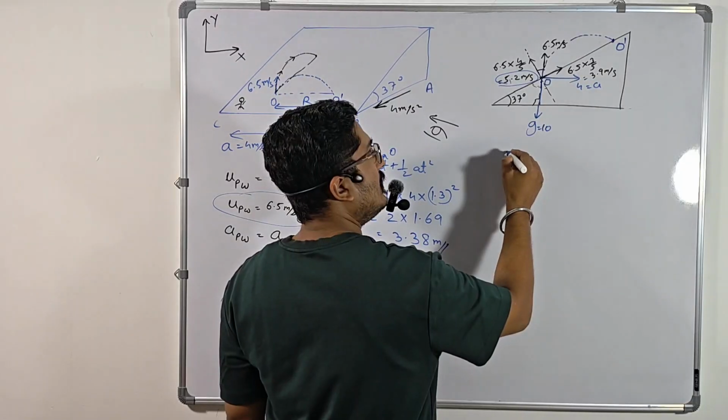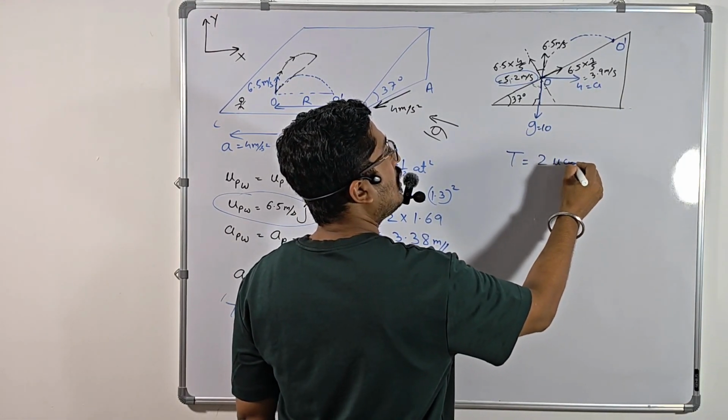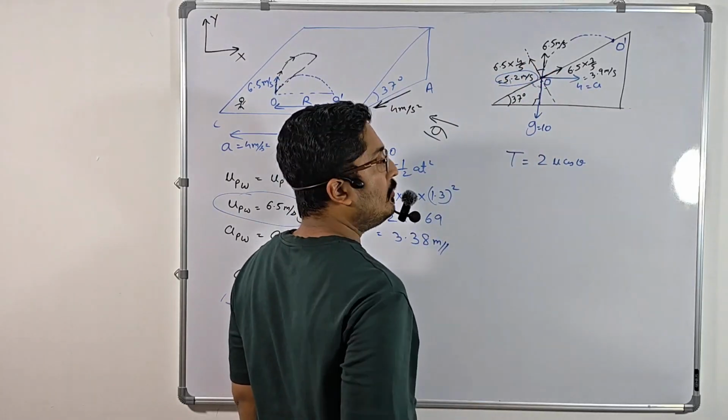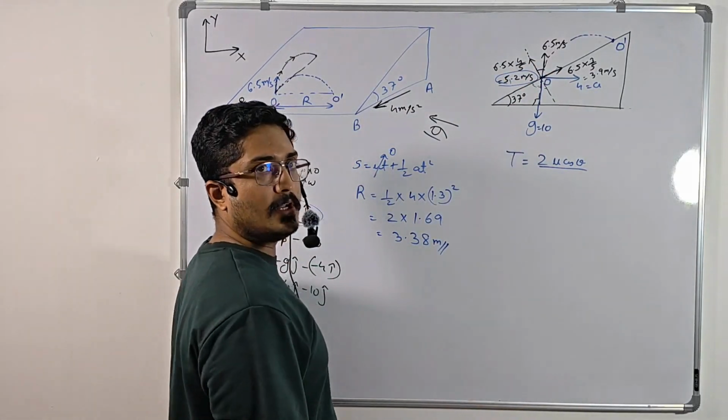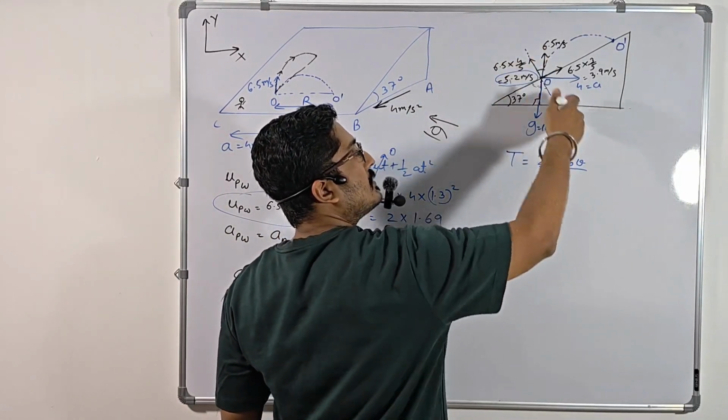So we can say that time of flight is equal to 2 into u cos theta, that is this one, 5.2, divided by the acceleration. Now this is very important. What acceleration does the particle have in this direction?